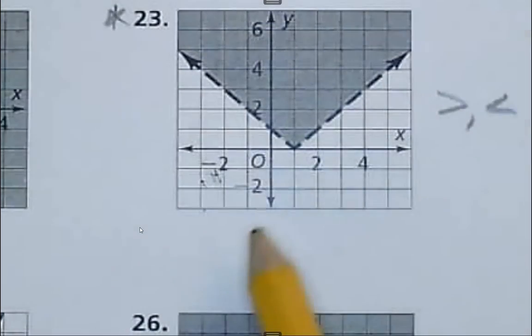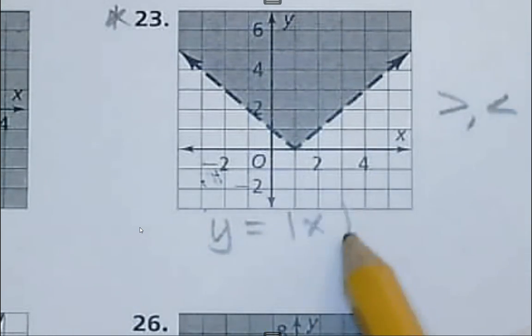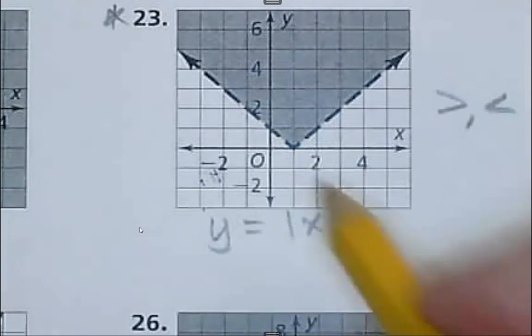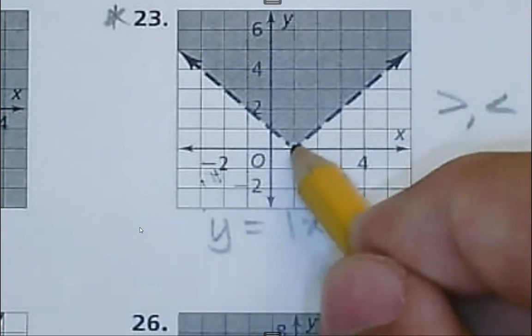So let's just think about this for just a second. We've got y equals absolute value of x. We know this is going to be positive. Do we have a stretch or a compression? Let's just think about where a vertex is. A vertex is right there.